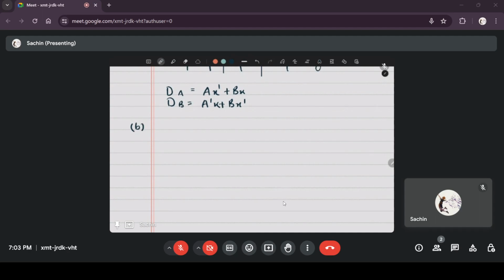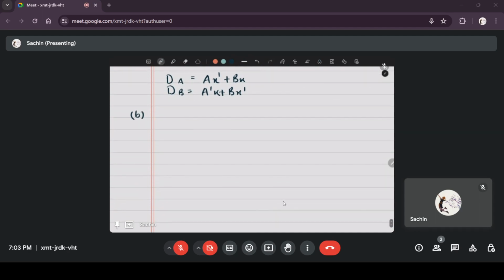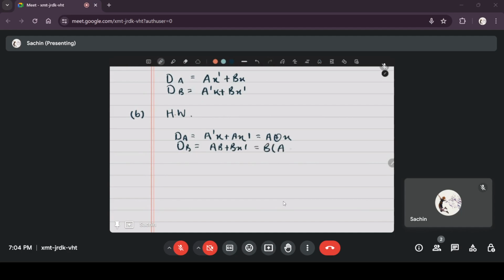You can do the same thing with the second part. I'll leave that as homework. In the end, you will get dA is A prime x plus A x prime, which is A XOR x. dB is AB plus B x prime. Could take the B common and write it as B times A plus x prime.